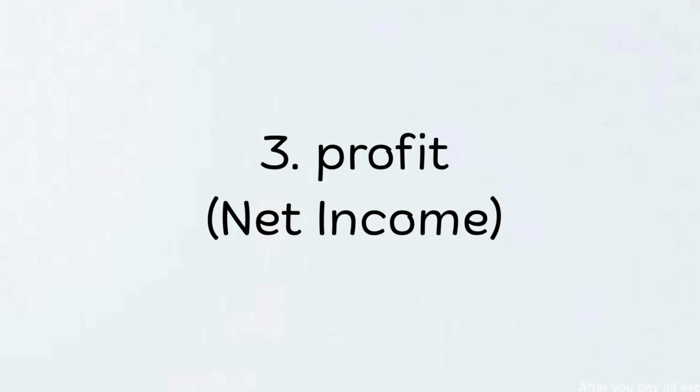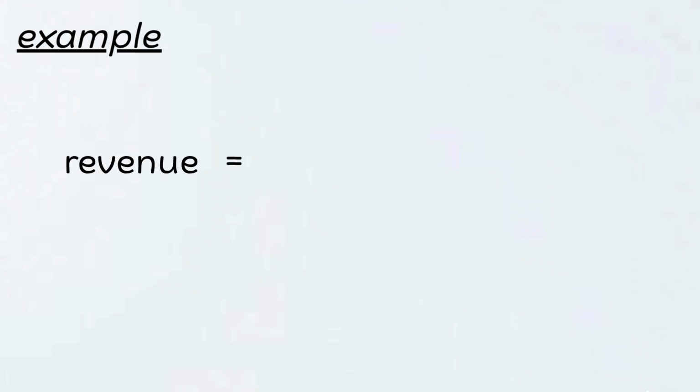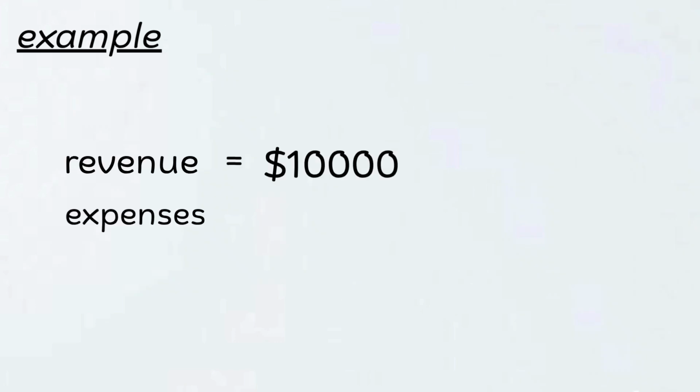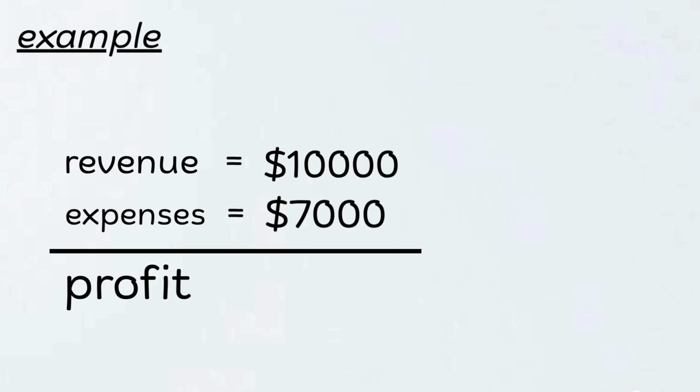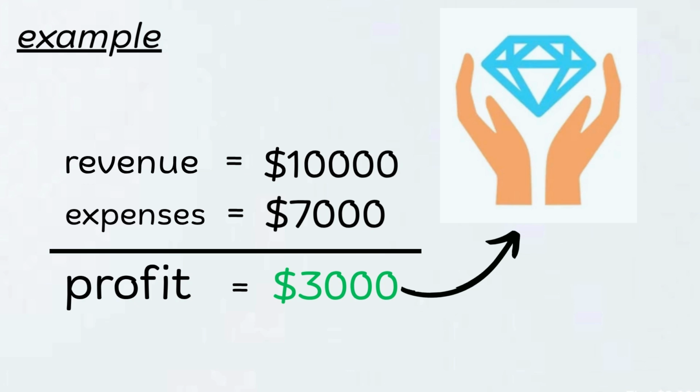3. Profit. After you pay all expenses, what's left in your pocket is known as profit. For example, if your revenue equals $10,000, expenses equal $7,000, so your profit equals $3,000. That $3,000 is what makes business worth it.